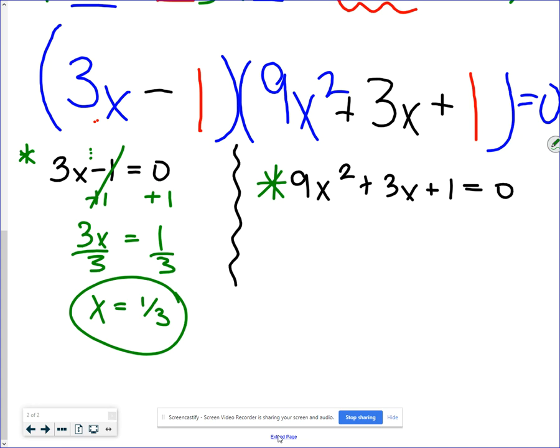So how do we solve this equation? Well, anytime you're doing these problems, this expression over here, your trinomial, what you're going to have to use to solve it is the quadratic formula.